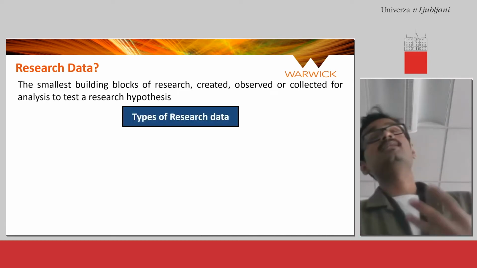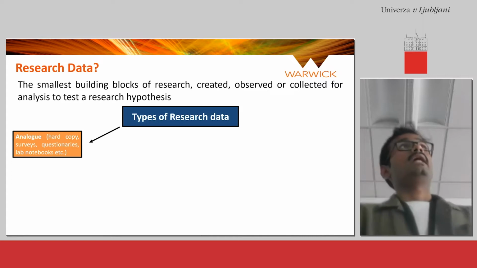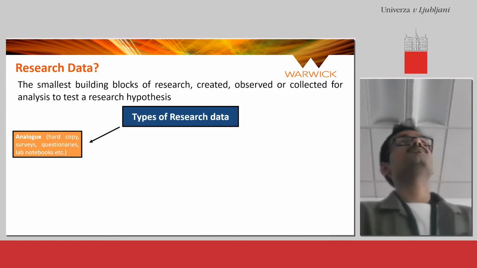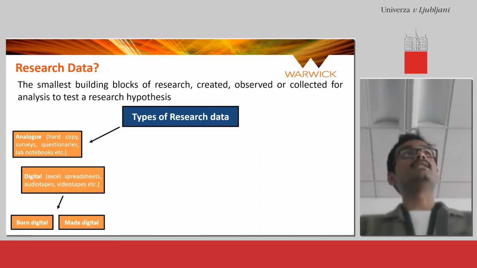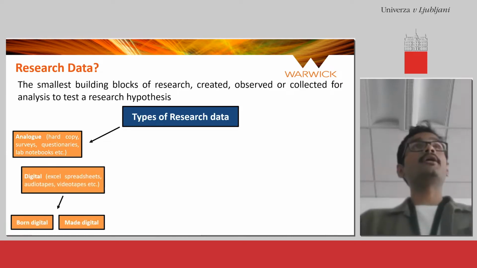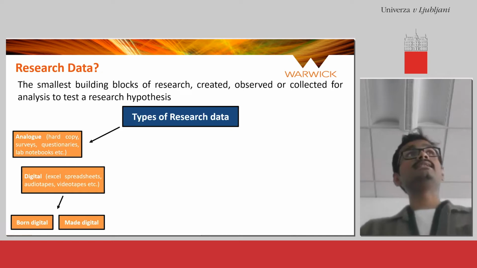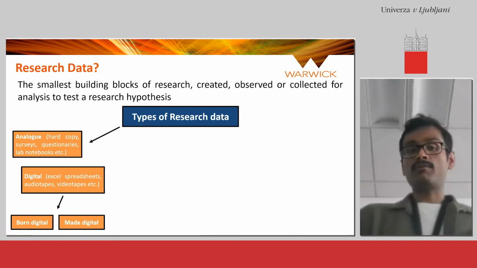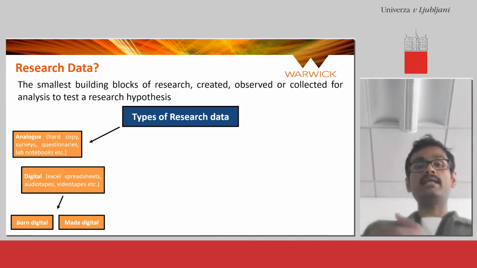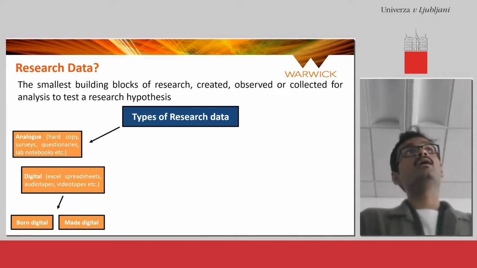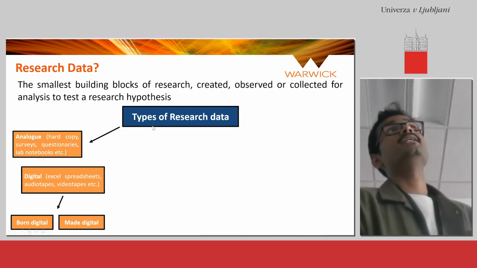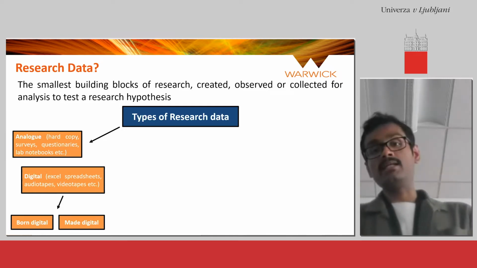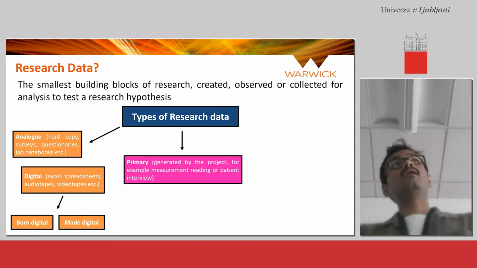And then there are certain types of research data. It could be analog: hard copy, surveys, questionnaires, lab notebooks. It could be digital: Excel spreadsheets, audio tapes, video tapes. And digital can be born digital. For example, if you're measuring the blood pressure of a patient, you are getting the data on your screen. So it's digital data, born digital. Made digital is if you have a hard copy, and you scan it and upload it, you call that made digital. Then there is another category of research data.